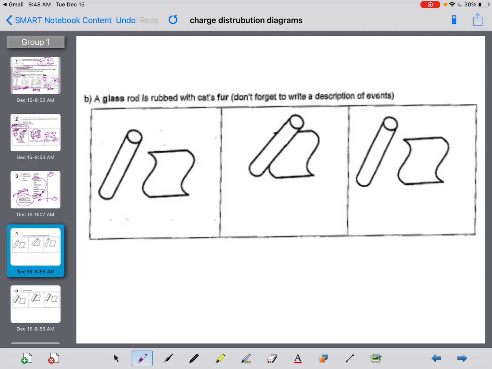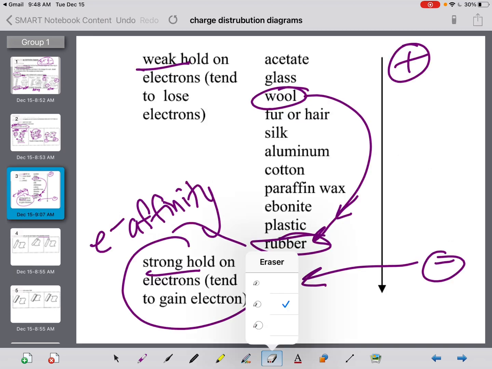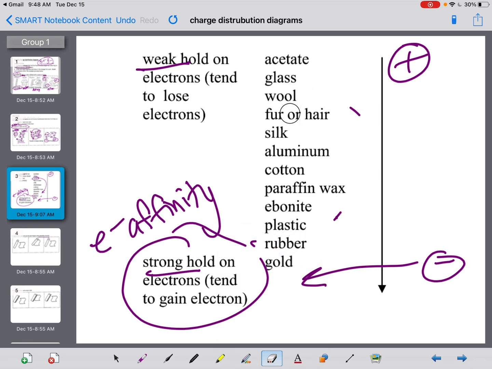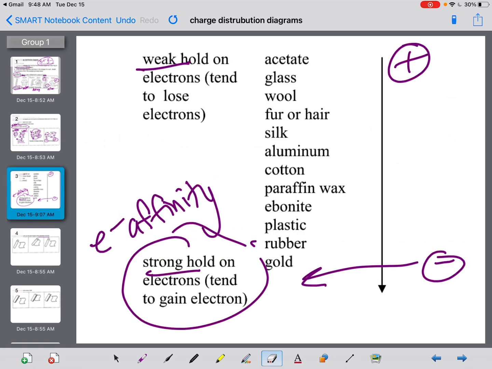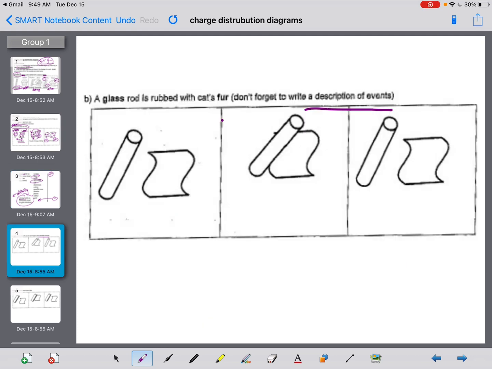Okay, so let's try out the next one. A glass rod is rubbed with cat's fur. Don't forget to write the description of the event. Underneath each one, you should be saying what is happening. So give this a try. Remember, we're using this chart. Come back here so you can see this. We're using glass and fur. Give that a try. Pause the video if you have to.